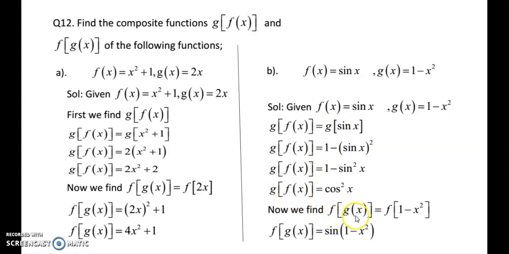Let's compose f of g of x. Now g of x will become the input to this f function. Look at this f function. As its input, we will be inserting this g function, that is 1 minus x square. So f function is sine of x and g function is 1 minus x square. So instead of its input, which was x, we will be replacing it with 1 minus x square. So here we have composed f of g of x.